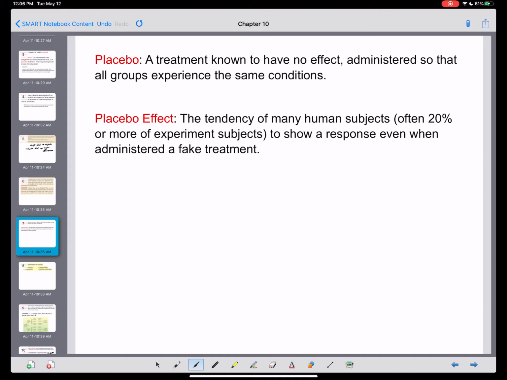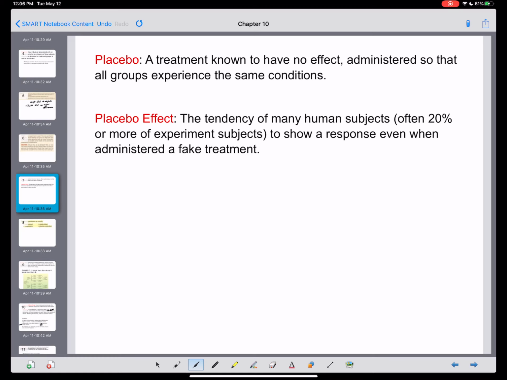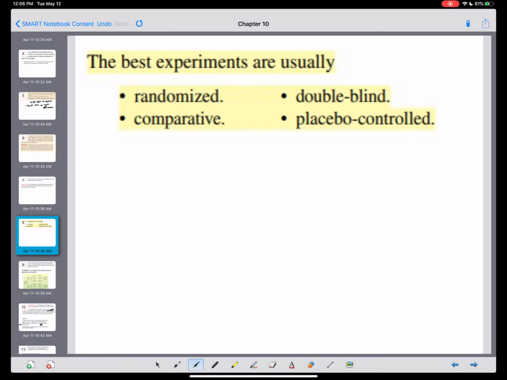Okay, let's move on. So these are the best things for an experiment. You want it randomized, comparative, double blind, and placebo controlled. Comparative means that you're able to compare two groups, or multiple groups. You're able to compare a lot of groups.